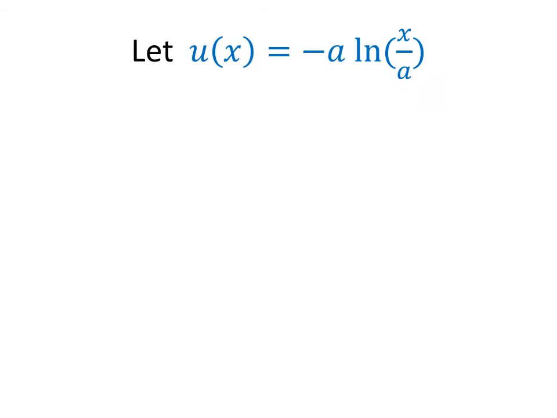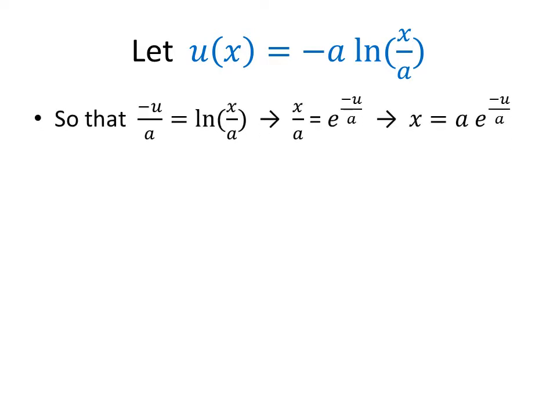Okay, now let's begin by letting our change of variable function, u of x, be negative a times the natural log of x divided by a. We're not going to worry about where this came from. We're just going to simply say, let's generate a random variable having uniform density function 1 over a for some parameter a, and then we're going to place that random variable into u of x, the function u of x that we see here.